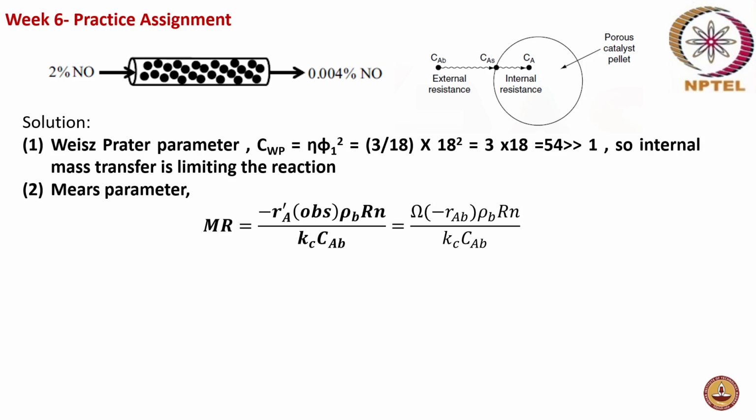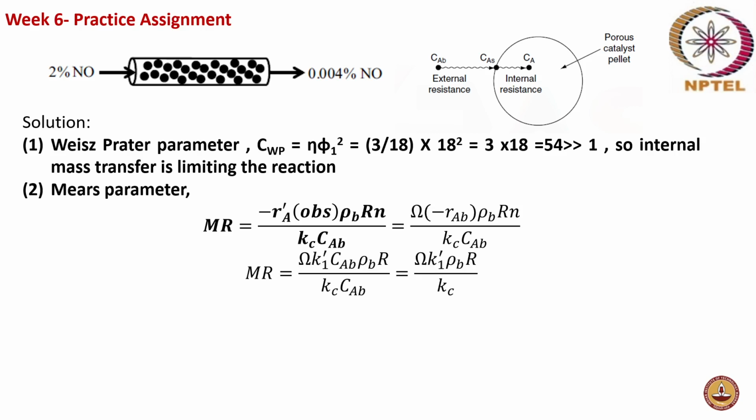CAB is your bulk concentration. This observed rate can be rewritten as the overall effectiveness factor multiplied by the rate of reaction at the bulk condition, because the overall effectiveness factor is the ratio of the observed reaction rate to the reaction rate when all the parameters are at the bulk condition. So it is the overall effectiveness factor multiplied by the reaction rate at the bulk condition into rho B into R into N divided by Kc into CAB.